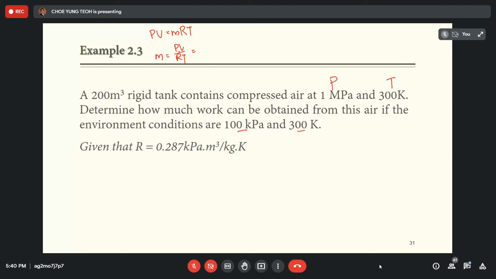Remember to use the unit written for R, kilopascal for pressure. So for pressure, I just put 1000. I don't put 1 megapascal, I don't put 1 million, I put 1000 only. And volume is 200 meter cube, and the unit is meter cube, so 200. And then R is 0.287, and T must be in Kelvin, 300 Kelvin. So from here, I'm able to get the mass of this system, the mass of the air that I have. Maybe you calculate and let me know the answer.